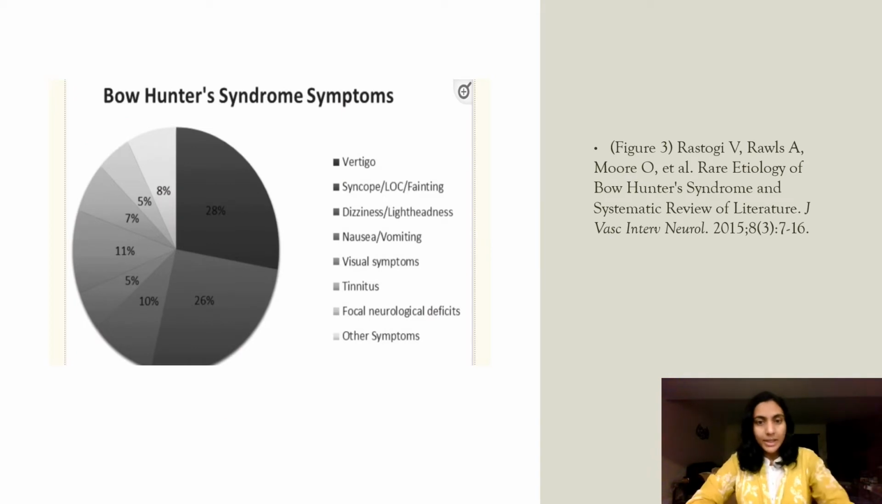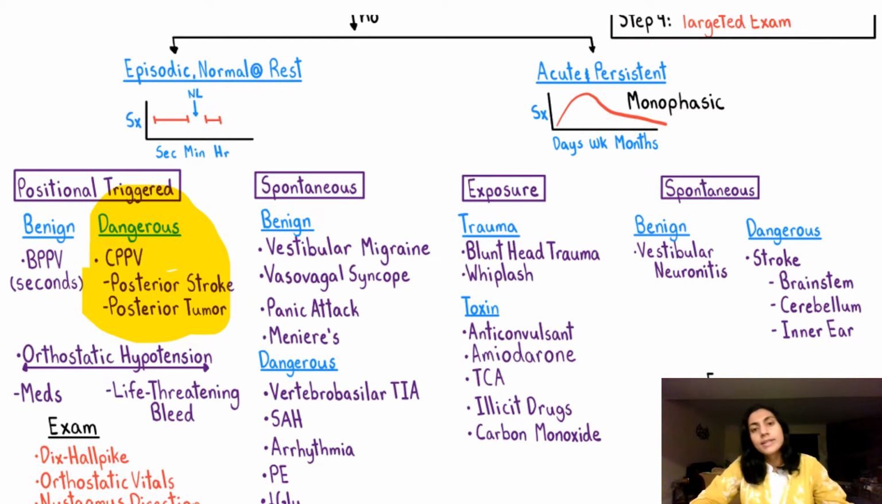A look at this pie chart will reveal that the commonest presenting complaints of Bow-Hunter syndrome include vertigo, syncope, and lightheadedness, all of which can be classified under the common bucket of dizziness. Hence, the schema from the website clinicalproblemsolvers.com that highlights the clinical approach to dizziness serves as a good basis for developing greater understanding about Bow-Hunter syndrome.